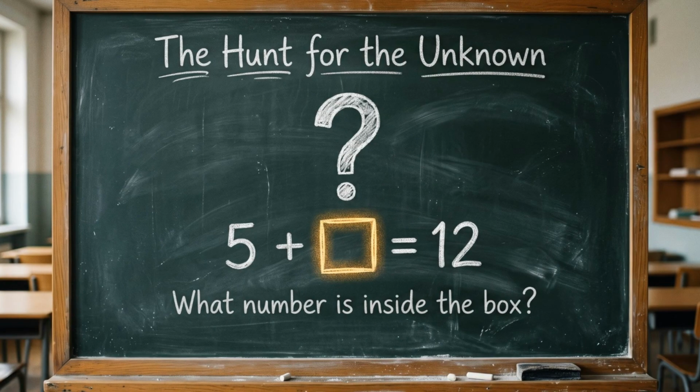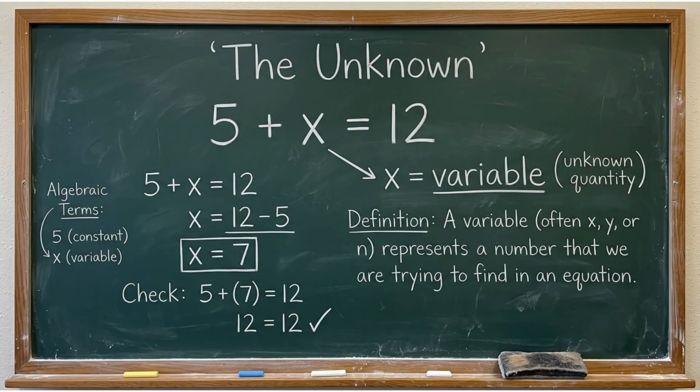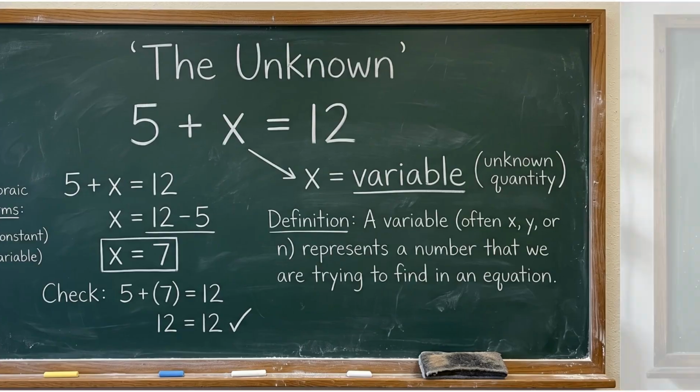Consider the equation: 5 plus a box equals 12. What number needs to be in that box to make the statement true? An equation is simply an equality. For example, x plus 5 equals 12 is an equation that states two expressions have the same value. In this equation, x is the variable, representing an unknown quantity. We find x by isolating it, showing that 7 satisfies the equation.